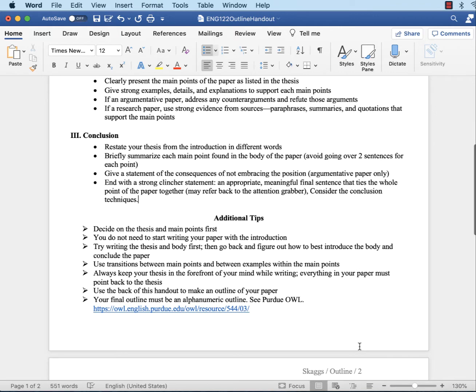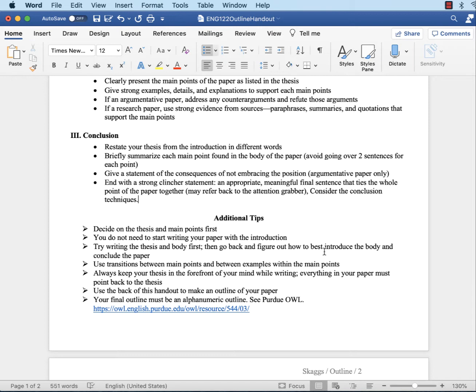So here are some tips as you're filling out the worksheet or typing up your outline. Decide on your thesis and your main points first. You don't need to start writing your paper with the introduction, which I've already said. Try writing the thesis and body first, then go back and figure out how to best introduce the body and conclude the paper. Use transitions between main points and between examples within the main points. Always keep your thesis in the forefront of your mind while writing. Everything in your paper must point back to the thesis.